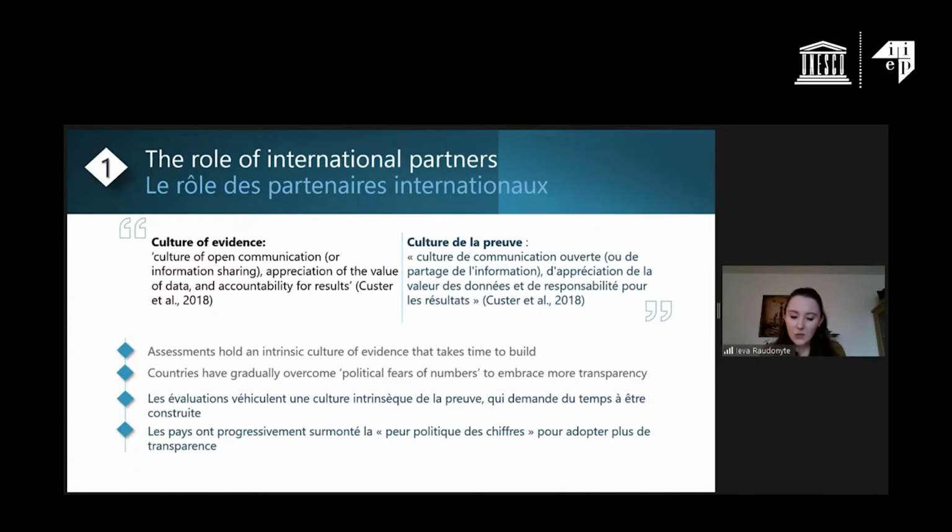But we saw that the use of assessment data is embedded in a more general organizational culture, and that learning assessments introduce new practices and views on the management of education systems. And then this needs to find a favorable environment to be adopted, and this environment takes time to build. We also saw that countries have gradually overcome political fears of numbers or distrust in reporting and speaking about sometimes disappointing students' results to embrace more transparency, which, for instance, we saw in Ghana and Zambia.